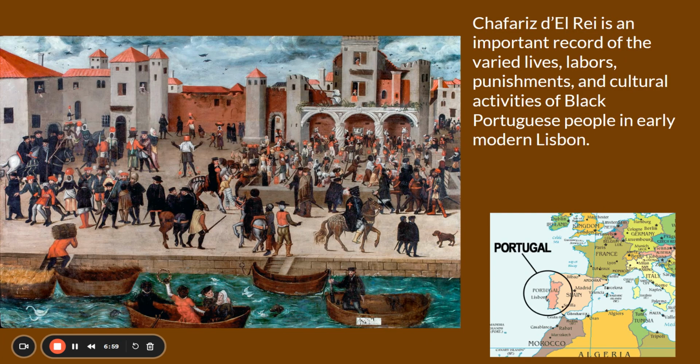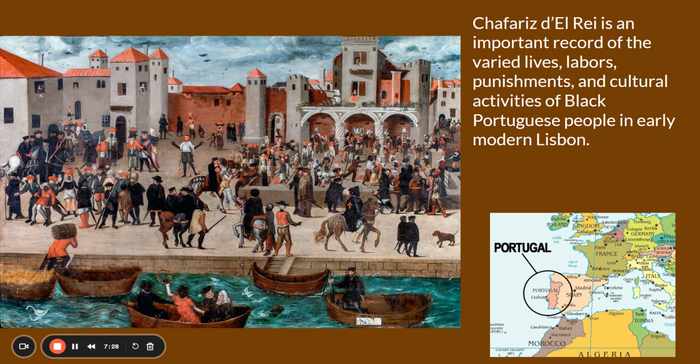So now let's get into some of those details and see if we can start explaining the things that you need to know about this painting, and the reason why AP AFRAM chose this artwork to be one of its sources. So overall, Chafariz d'El Rey is basically an important record.